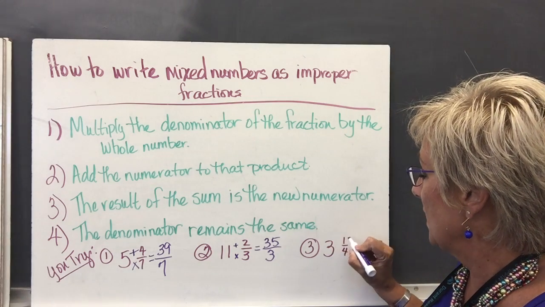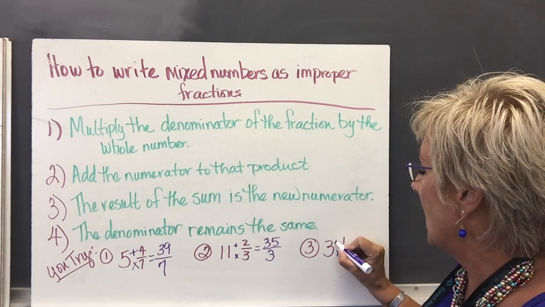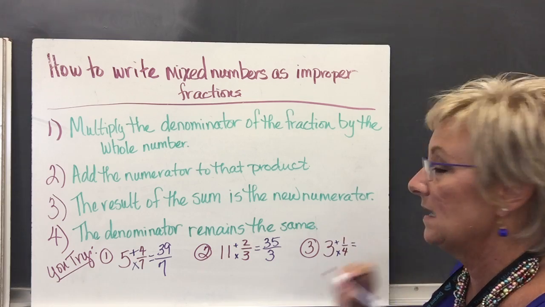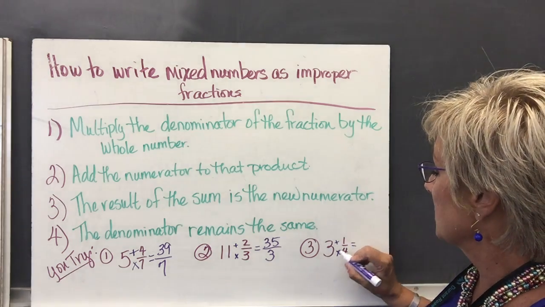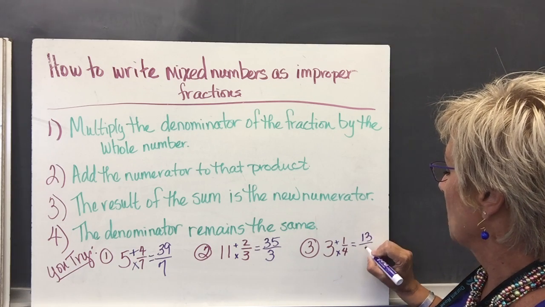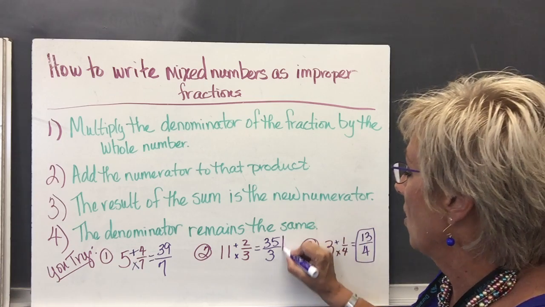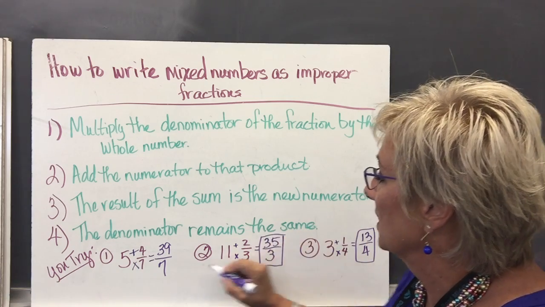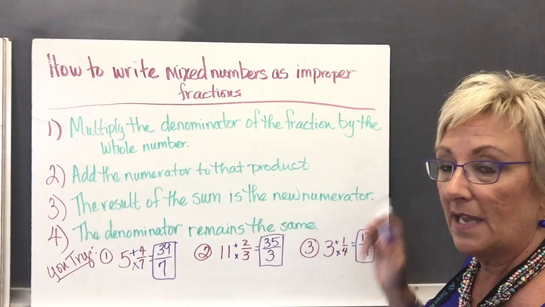Here I've got 3 1/4. Don't forget, I'm going to multiply the denominator and the whole number and add to it the numerator and keep my 4 as my denominator. So I'm going to say 4 times 3 is 12, plus 1 is 13, and I'm going to keep 4 as my denominator. So each one of these is called an improper fraction. It's just another way of writing that mixed number. Okay?